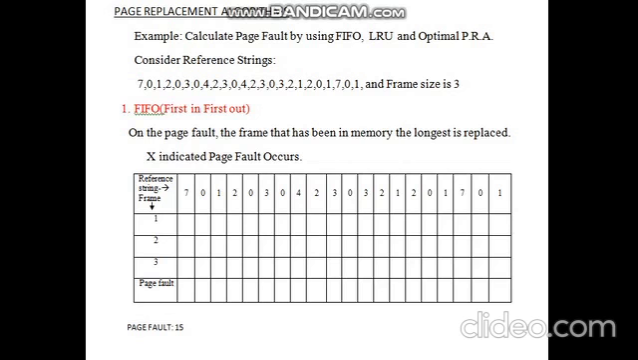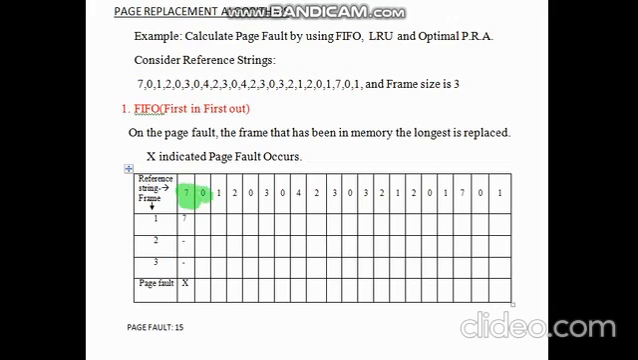When you start the system, main memory is always free. It means RAM is free. Now for example, the CPU demands page number 7. Page number 7 is not currently present in main memory, meaning in the frame. So a page fault will occur. Here in our example, X indicates a page fault.